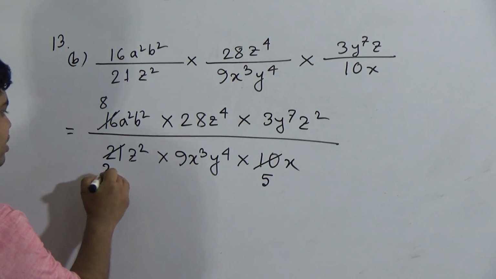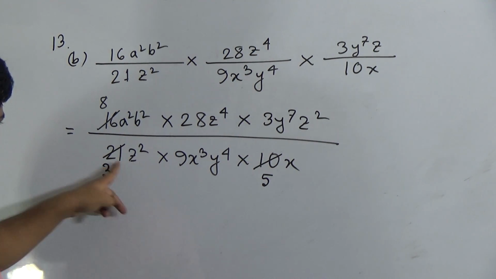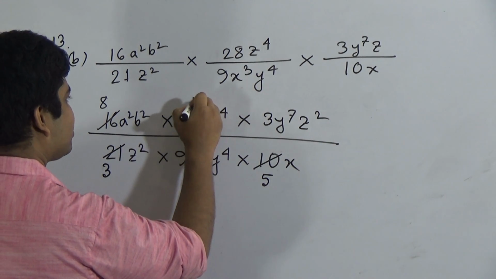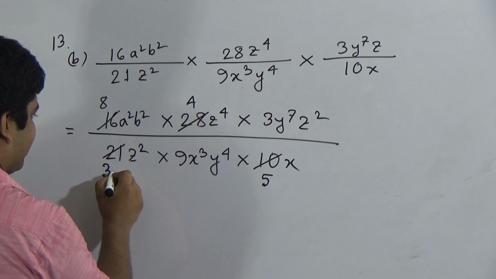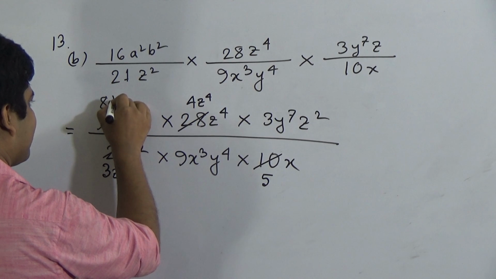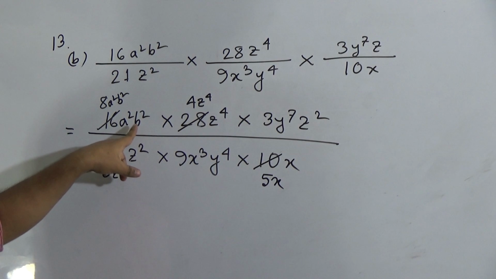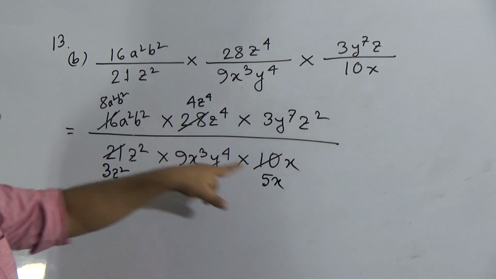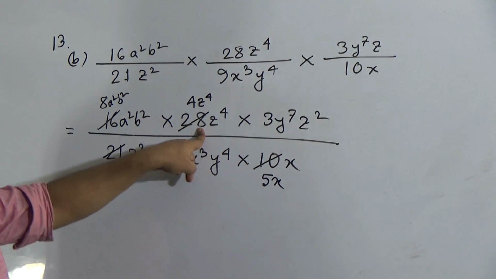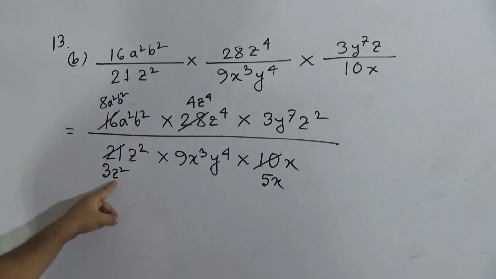7 3s are what? 7 3s are 21. Okay, 21, and here 7 4s are 28. So here we write 3z square, here 4z to the power 4, here 8a square b square, and here 5x. That means we cut this number by 2, we get 8a square b square, we cut this number by 2, then we get 5x. We cut this number by 7 and we get 4z to the power 4. We cut this number by 7, we get 3z square.